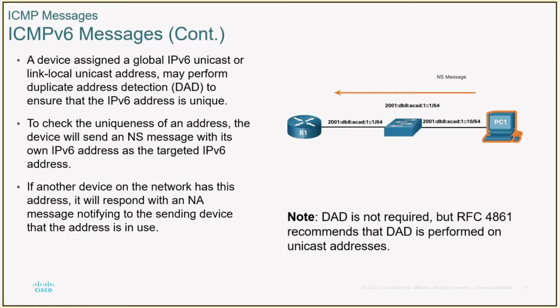And so that's the kind of message you get. And so a device assigned a global IPv6 unicast or link local address may perform duplicate address detection, or DAD, to ensure that the IPv6 address is unique. To check the uniqueness of an address, the device will send a neighbor solicitation with its own IPv6 as the target IPv6 address. If another device on the network has this address, it will respond with a neighbor advertisement message notifying the sending device that that address is in use. That is not a requirement, but RFC 4861 recommends that it is performed for unicast addresses, just to, again, save duplicate addresses.